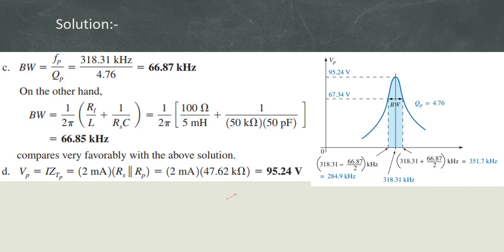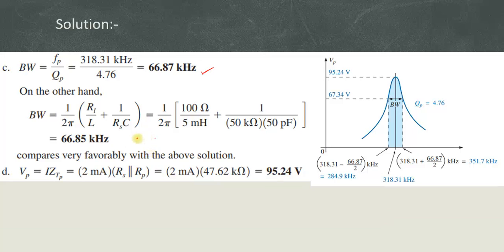So it is the formula we use. Otherwise, we know another formula for the bandwidth, 1 divided by 2 pi into RL divided by L plus 1 by Rs into C. Okay, if you substitute in these equations also, both are equal, so just use this formula only, there is no need to solve these types of equations.